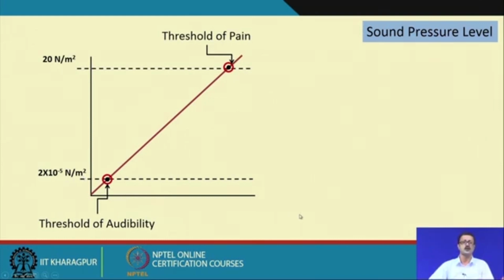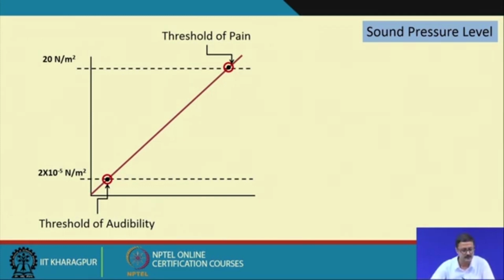If you see all three cases, this is a huge difference actually. In the last two cases, it is almost 10 to the power 12 times from the minima to the maxima, from the threshold of audibility to the pain, and here it is almost 10 to the power 6 times from the threshold of audibility to the pain. So, it is better to take the logarithmic scale and make it a sizable amount to measure the pressure level.